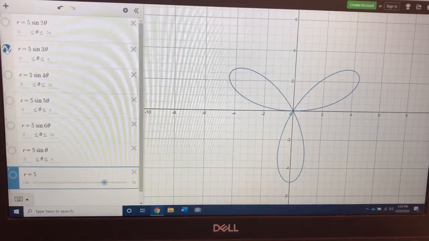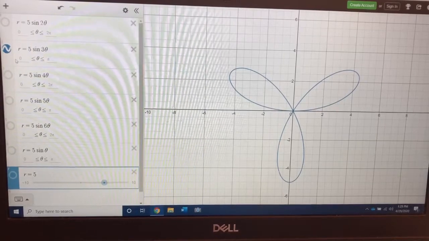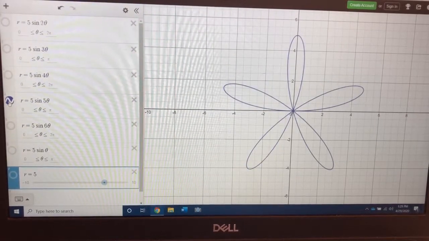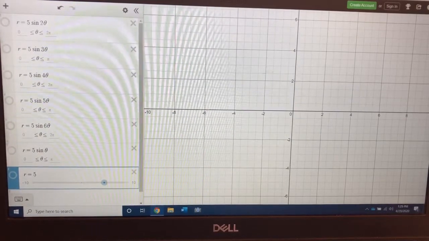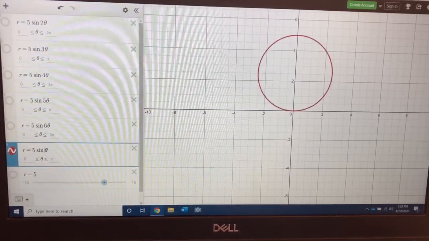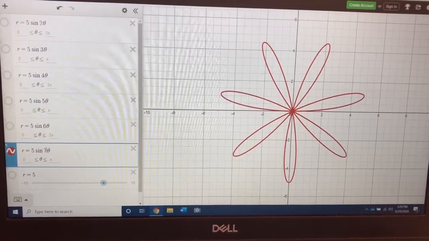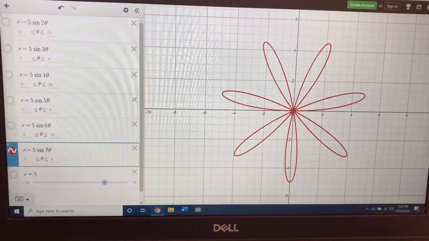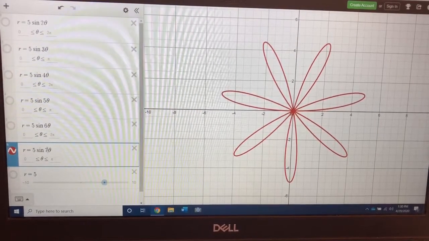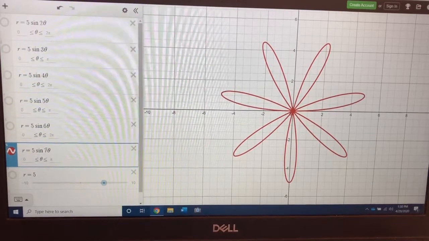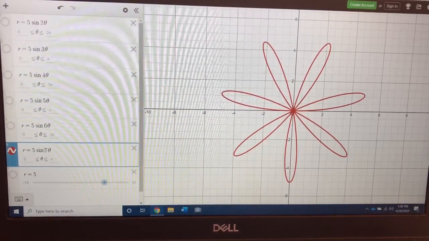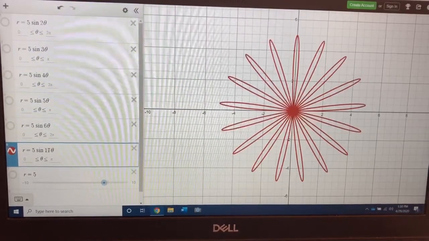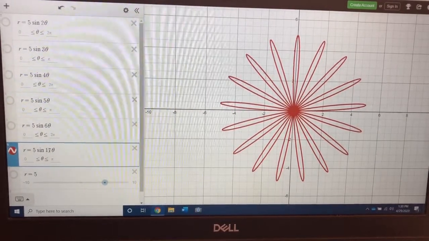This was r equals 5 sine 3 theta. Here's r equals 5 sine 5 theta. And I didn't put it in, but let's even pop in right here, we'll make this be a 7 theta. Notice we have 7 petals. And we'll see that that will hold true regardless of the coefficient of theta if we put in an integer here. So I could even make it a 17, and we would have 17 petals there.